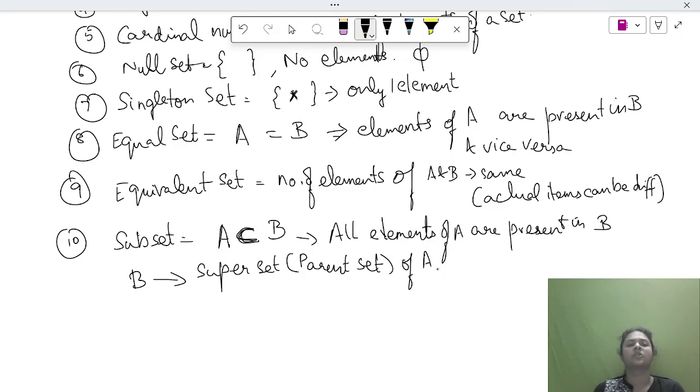Clear? So these are some important terms from set theory that you will remember. The questions will be very basic, like what is the value of A union B, A intersection B, A minus B. Or they can ask you theory based questions like what is the singleton set in this particular question, or if they give you two sets, whether A and B are equal sets or equivalent sets.